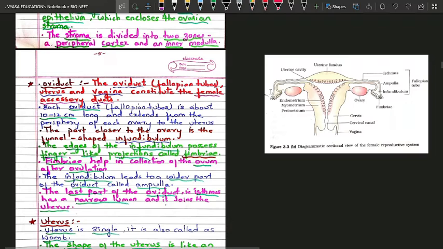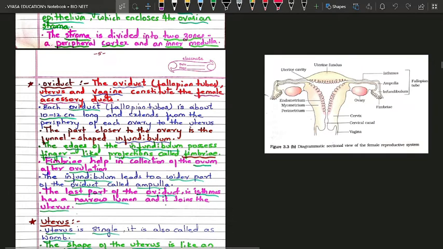This is the infundibulum. This is the fimbriated end. So you can say that the fallopian tube is divided into 4 parts. One is the fimbriated end, next is the infundibulum, next is the ampullary region, and the fourth one is the isthmus, which joins the uterus.